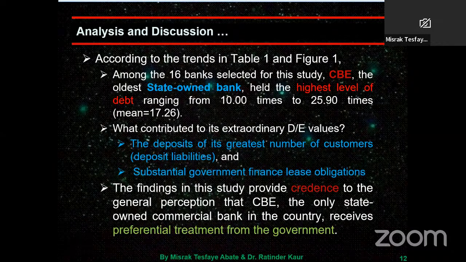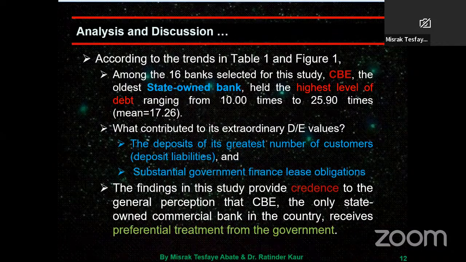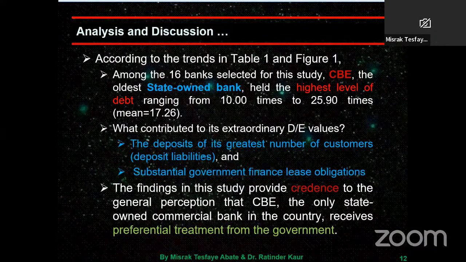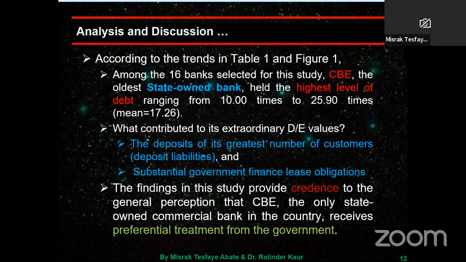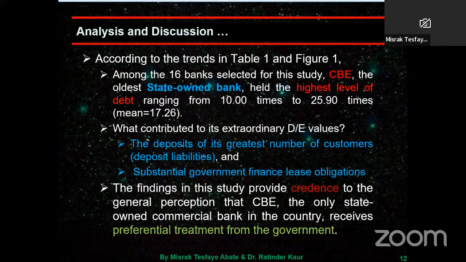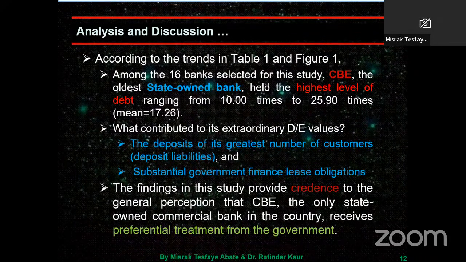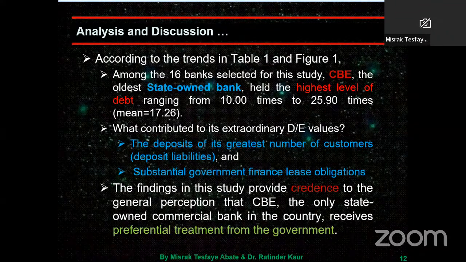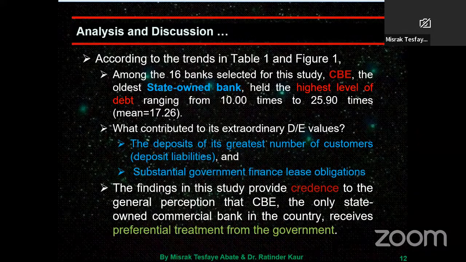Among the 16 banks selected for this study, CBE, the Commercial Bank of Ethiopia, which is the oldest state-owned bank, held the highest level of debt, with a mean debt equity ratio of 17.26, which is an extraordinary debt equity value. Based on the secondary data, two things contributed to such extraordinary values. One, the deposits of its greatest number of customers. Compared to all other sampled banks, Commercial Bank of Ethiopia has the greatest number of customers. Two, substantial government finance lease obligations.